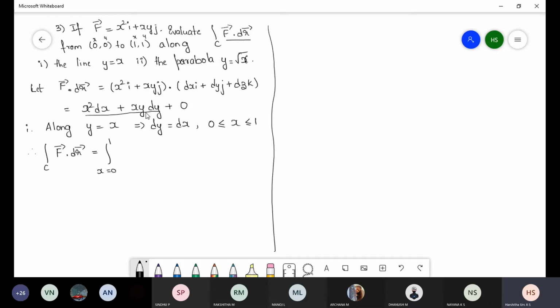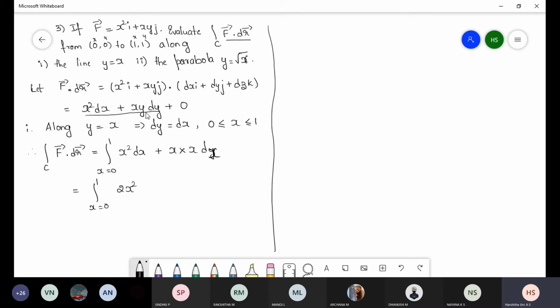Equation, which I have underlined, there we have to substitute y is equal to x and dy is equal to dx. So here I write x square into dx plus x into y value, which is also x, and dy value is dx. Now x is equal to 0 to 1. You can see x square plus x square is 2x square. I will write dx here.